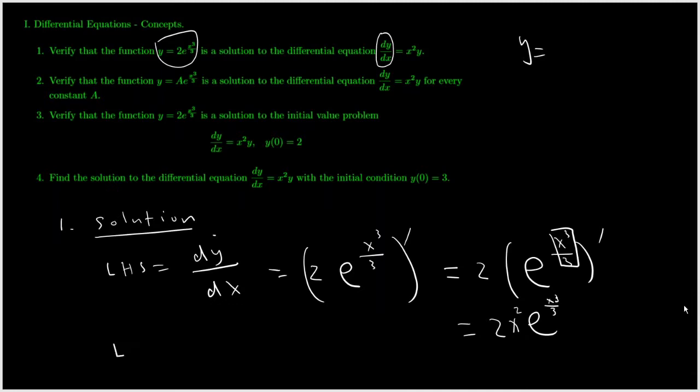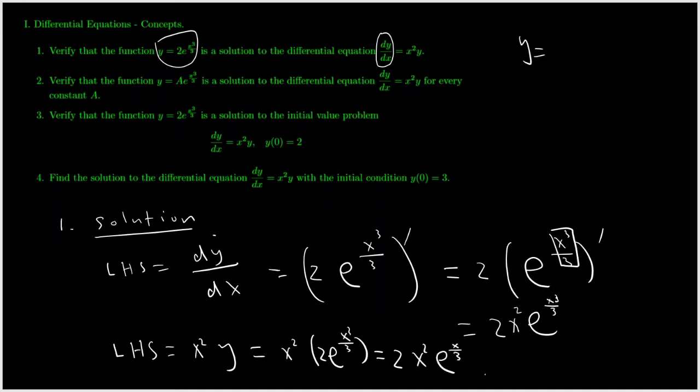Now let's compute the right-hand side. The right-hand side is x squared times y. Because you are given y as a function of x, you just plug y into the function. So you have x squared times y, which is 2 times e to the power of x cubed over 3. Do you see you have the same thing? The right-hand side is 2 times x squared times e to the power of x cubed over 3. So you see the left-hand side is indeed the same as the right-hand side.